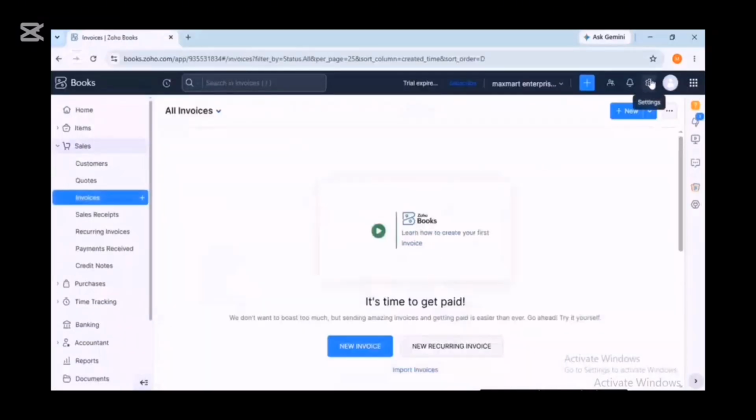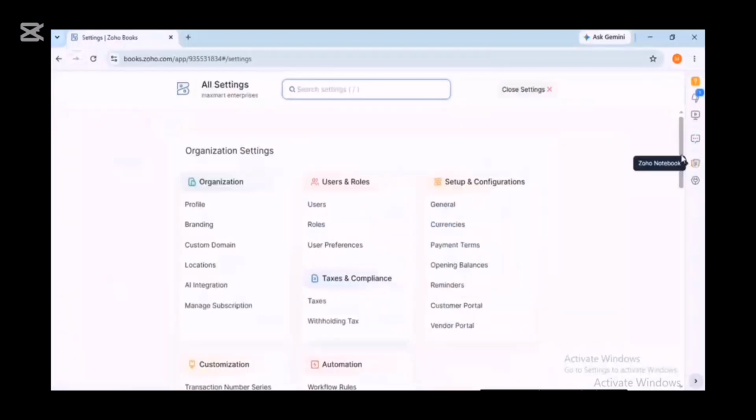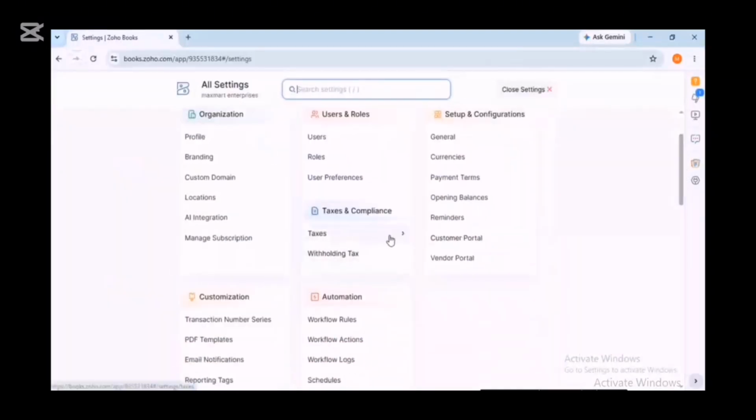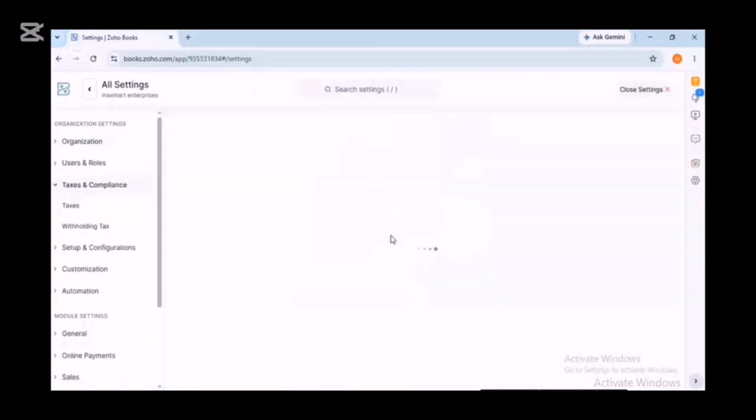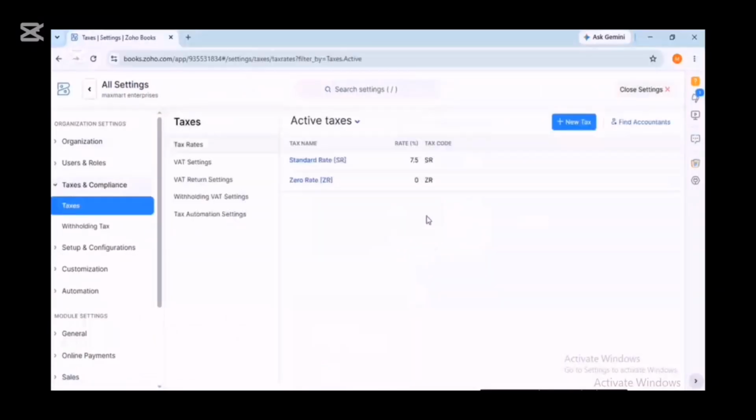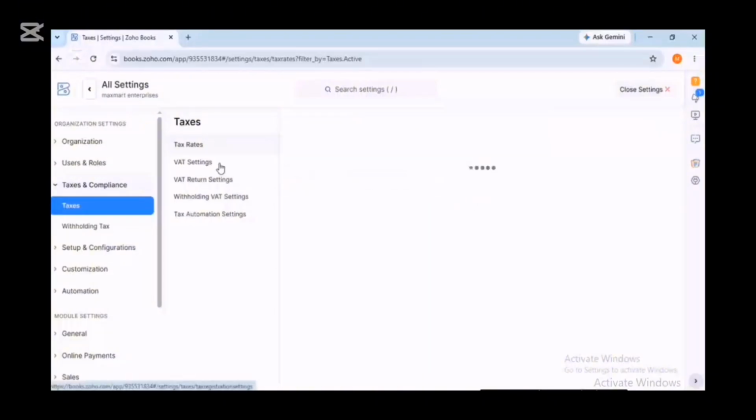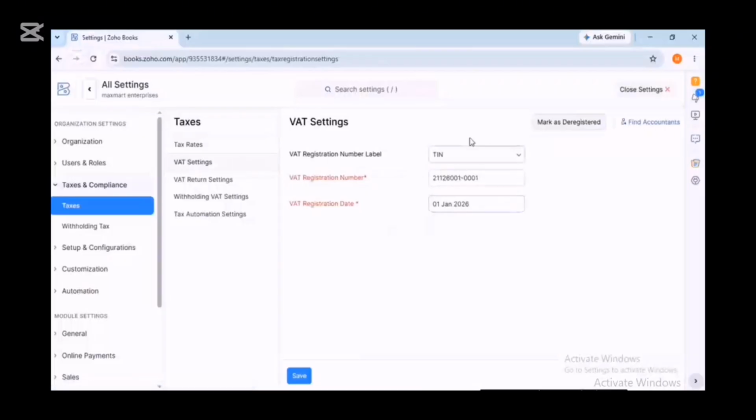So let's take some settings again. Then let's set our VAT. So we select taxes. Right here is the setup, 7.5% already set, 0 rated. So let's see VAT settings. So the TIN is there, the TIN number and registration date. It's necessary because we are dealing with vatable commodities or goods. So save. Let's return home again.